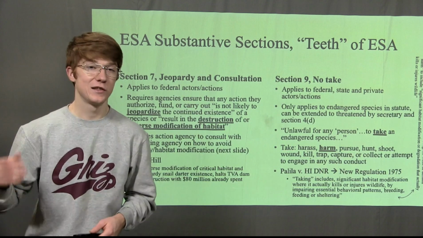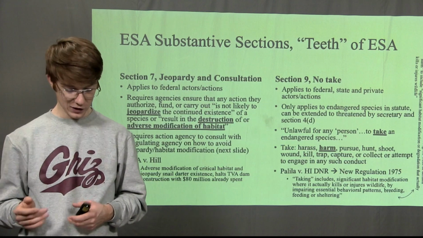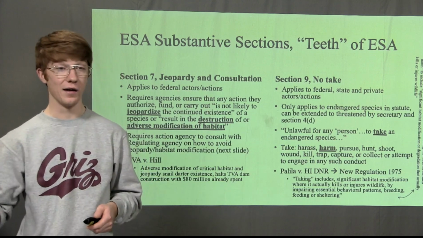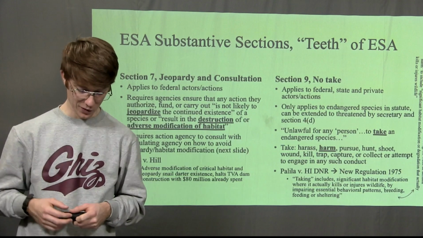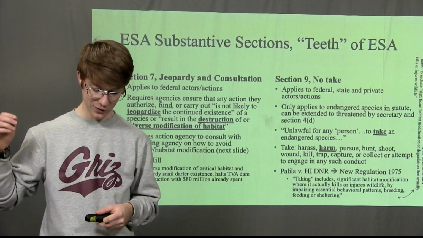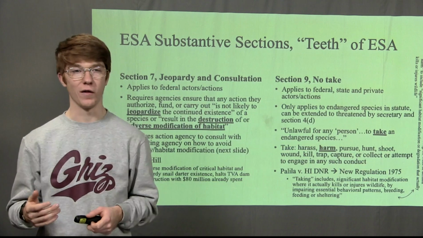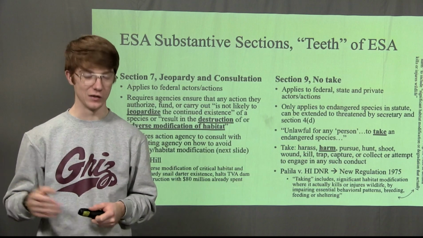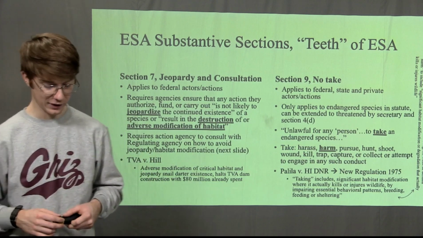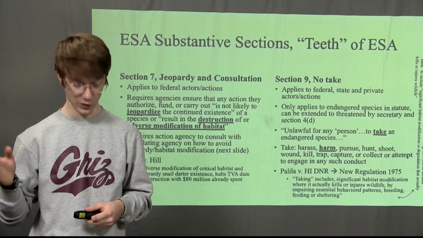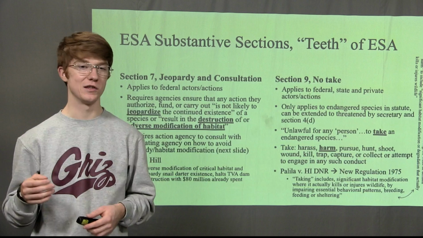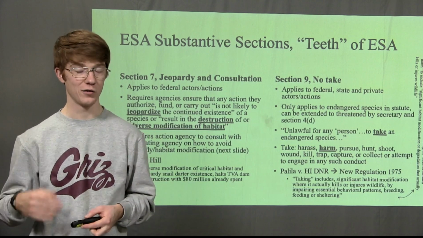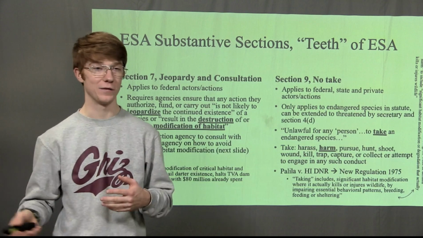So, ESA Section 7, Jeopardy and Consultation. Section 7 and 9 both have that substantive, enforceable language. Section 7 is only directed to federal actors' actions, but it requires that the agency action will not jeopardize the continued existence of a listed species or destroy or adversely modify habitat.